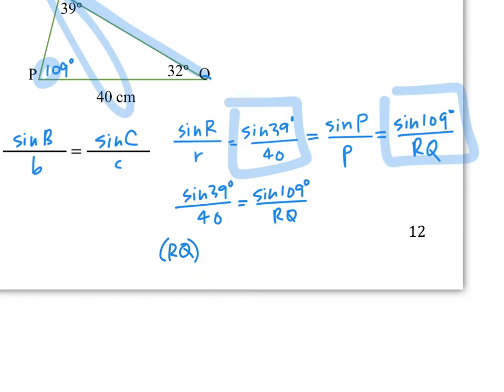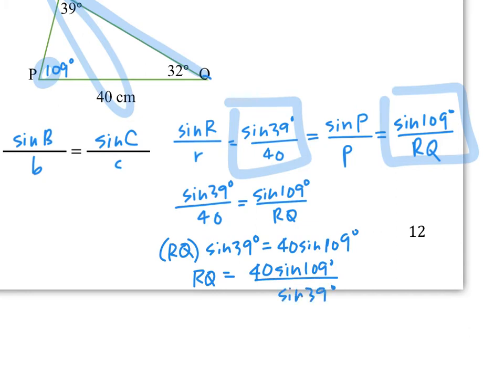So cross multiply. RQ sine 39 is 40 sine 109. I'm going to try to write this as much as possible in the final form before I put it in my calculator. So RQ is 40 sine 109 over sine 39. Now I'm going to put that in the calculator, but I'm going to make sure when I do, I put parentheses around that and then divide parentheses. That way I don't make a calculator error on the answer. So 40 sine 109 divided by sine 39.